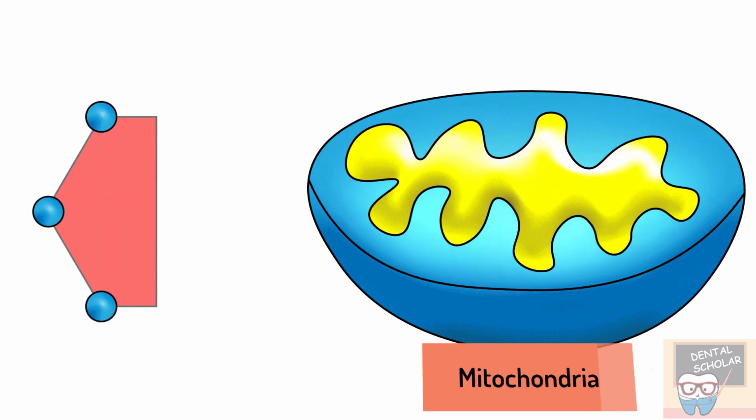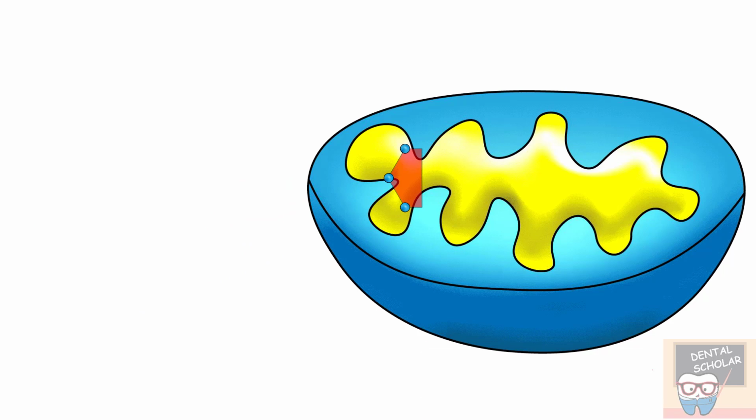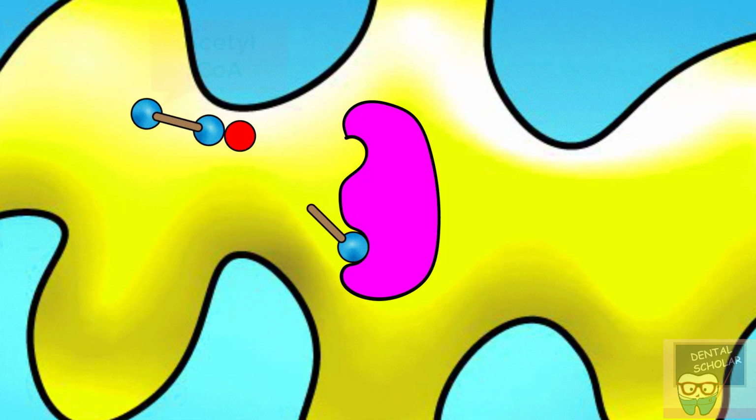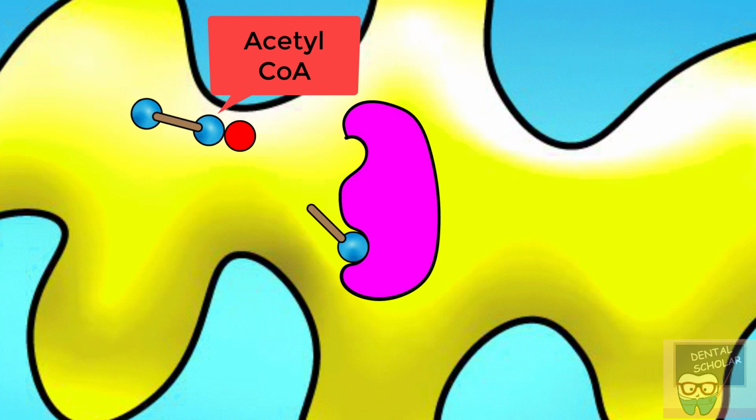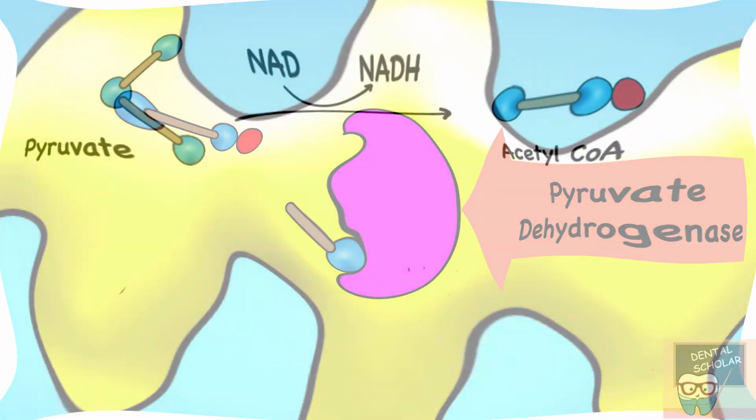Once pyruvate is formed in cytoplasm, it migrates into mitochondria. Now, rest of the reaction, that is conversion of pyruvate to acetyl coenzyme A and Krebs cycle, will occur in the mitochondria. So in the next step, pyruvate converts into acetyl coenzyme A, which is a 2-carbon molecule. This reaction is catalyzed by the pyruvate dehydrogenase enzyme.